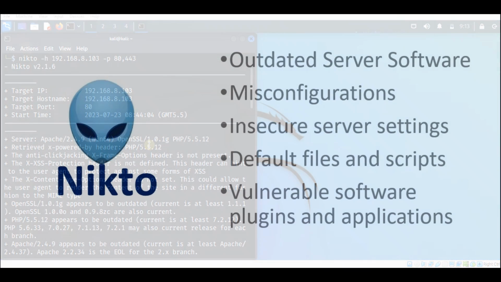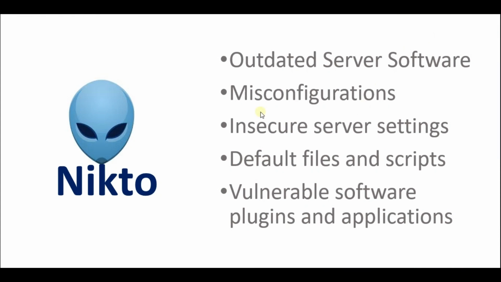Now Nikto also checks for common misconfigurations in web servers and their applications. So that can be files and directories that should be protected but are accessible. Now the insecure server settings. This tool examines server settings and headers to identify security weaknesses. For example, it checks the presence of insecure HTTP methods, outdated TLS or SSL versions, weak cipher suites, missing security headers like content security policy, or the unavailability of cross-site scripting protection.